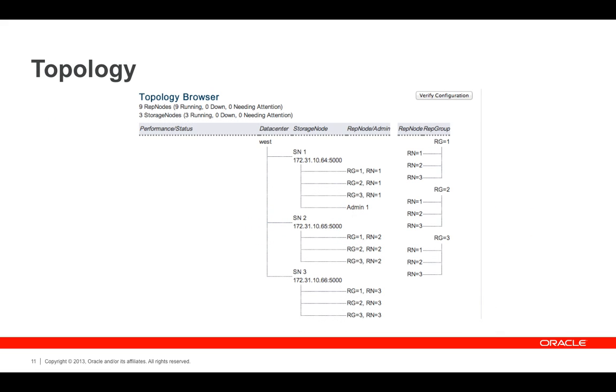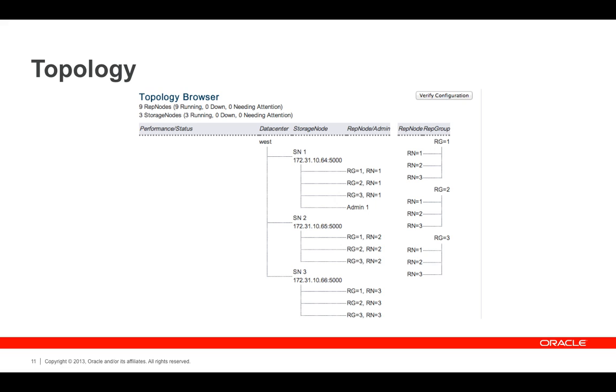The next term is topology, and topology is the overall layout of your cluster, of your deployment. It includes data centers. So in this example, there is one data center, which is called West. It includes all the storage nodes, and remember, storage nodes are the physical machines. So in this case, there are 3 physical machines. It will tell you the replication node processes running on each machine.